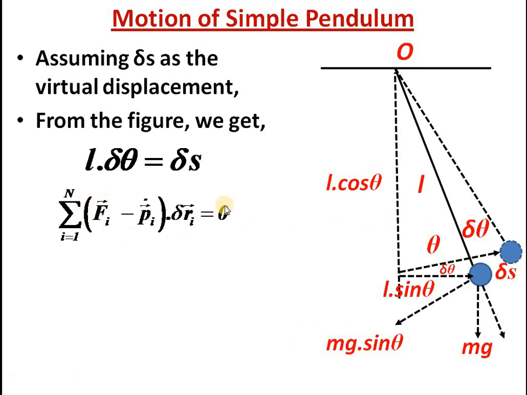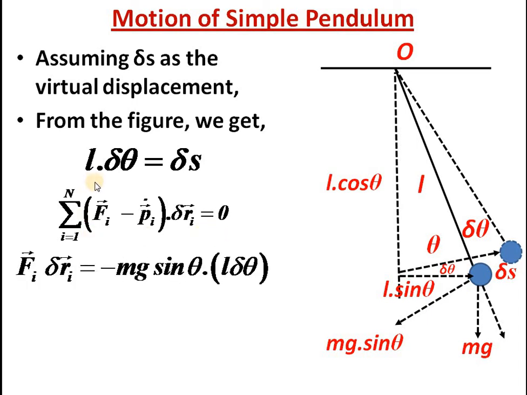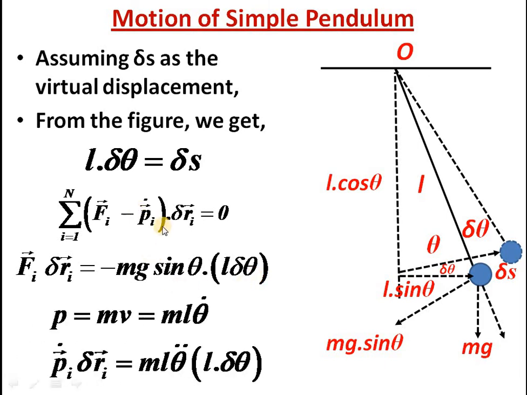And we have the D'Alembert's equation here, Fi minus Pi dot. So Fi into delta Ri we can write as minus mg sin theta L delta theta. Okay, this is the virtual displacement. And similarly, Pi dot, how will you write? P equals mass times velocity, and velocity you can write as L theta dot, V equals R omega. So omega is d theta by dt, so theta dot is equal to d theta by dt.